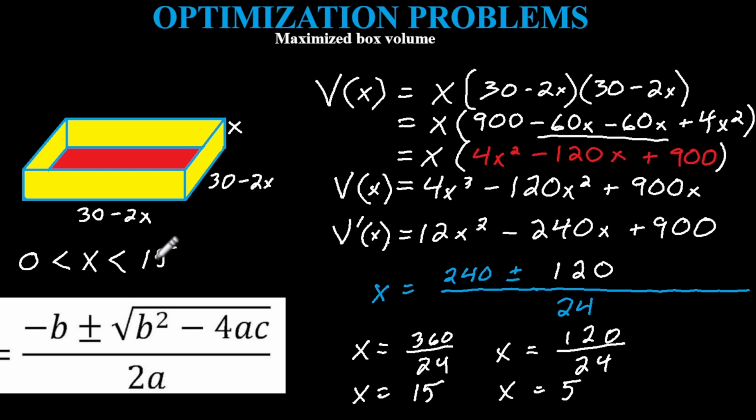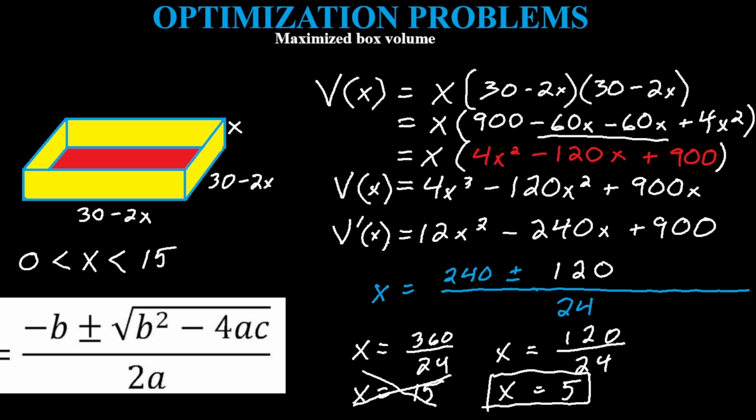Well, the problem with x equals 15 is if I put 15 in for x here, I would have 30 minus 30, so the depth of the box would be 0 and it would have 0 volume. So obviously that answer can't be used. So the correct answer would be x equals 5.